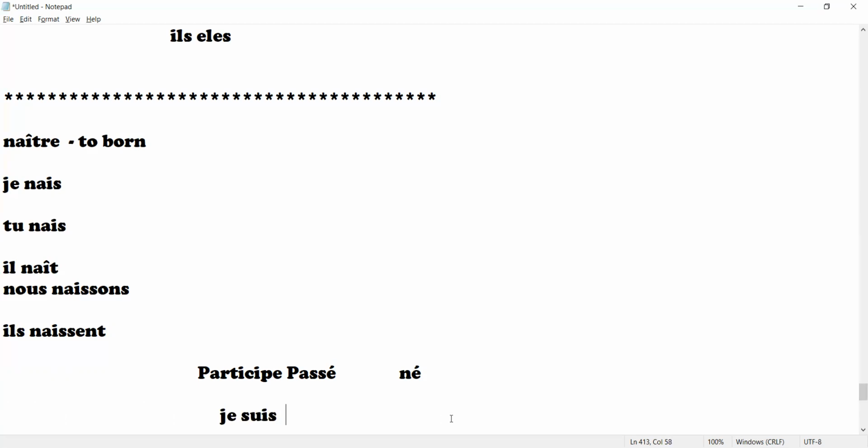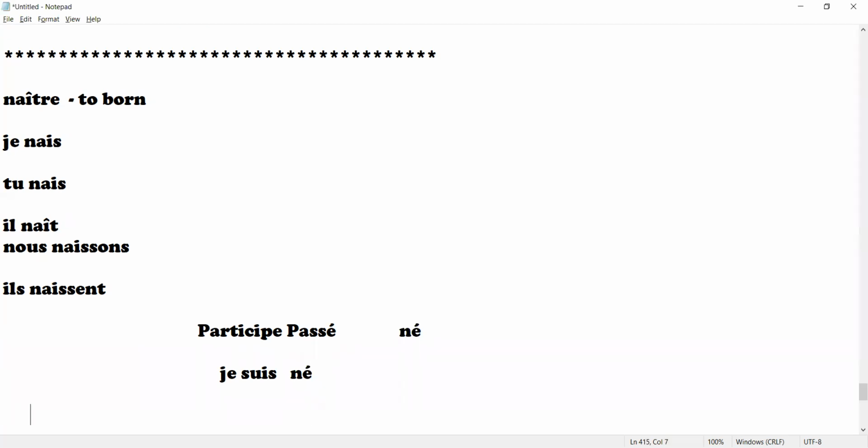And then we have this passé composé. If you say "I was born at," just je suis né. D'accord? You just have to use the être conjugation and the participe passé of the verb. If you say "we were born at," what will you say? You will say nous sommes nés.